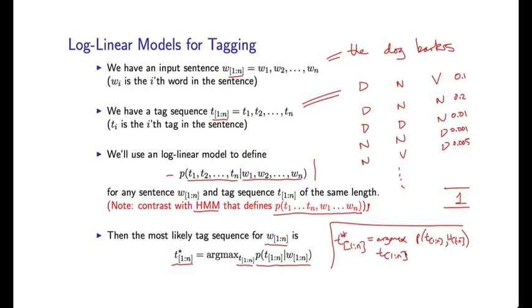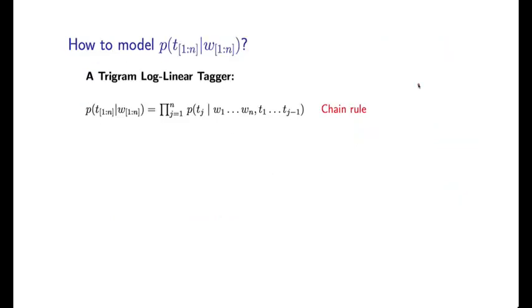So there are going to be some key questions we'll answer in this lecture. Firstly, how do we define this conditional distribution? How do we estimate the parameters of the model which underlies this definition? And finally, how do we efficiently find the most likely tag sequence for a given input sentence? The critical question is going to be, how do we model this conditional distribution, the probability of a given tag sequence T1 through Tn given a particular word sequence W1 through Wn?